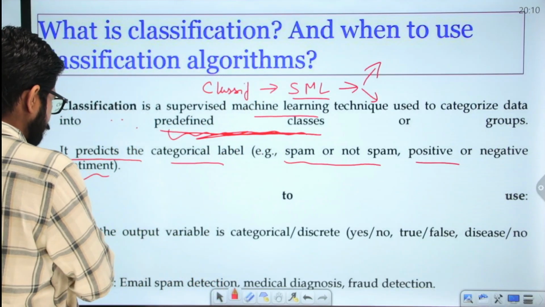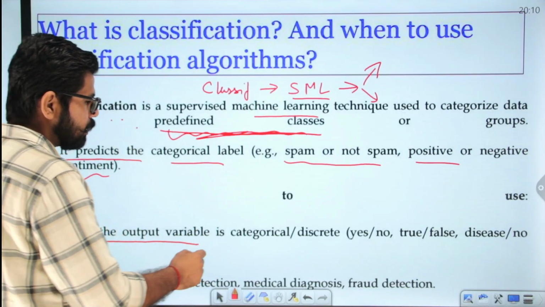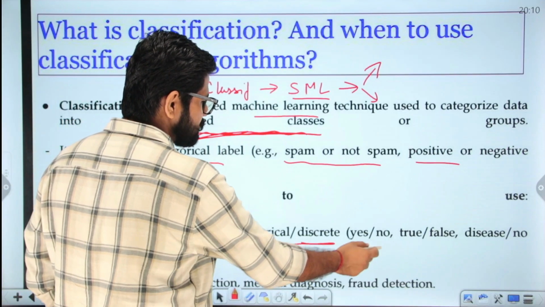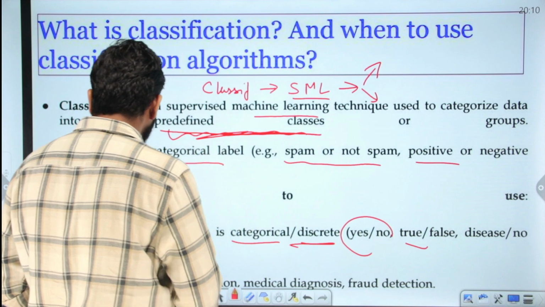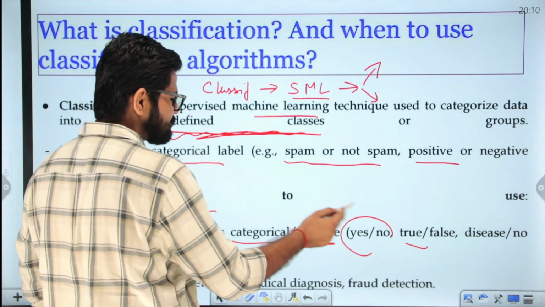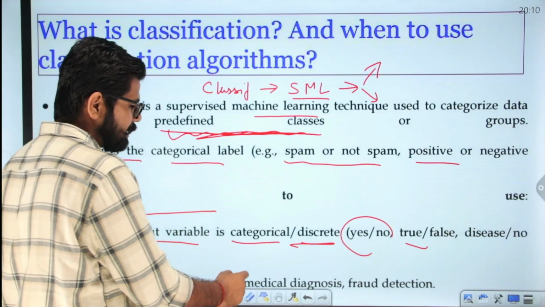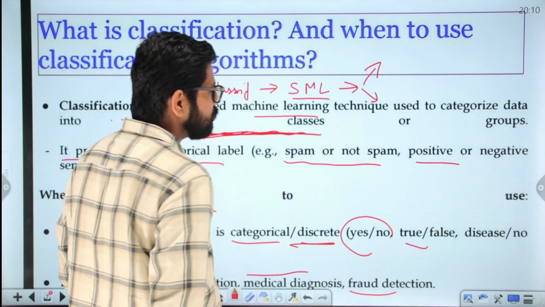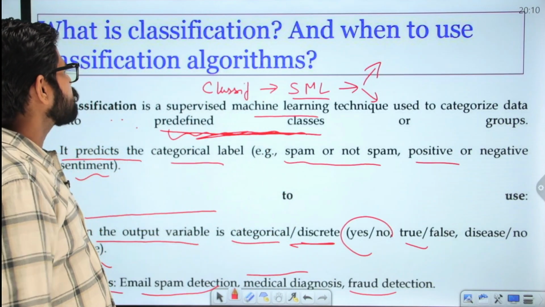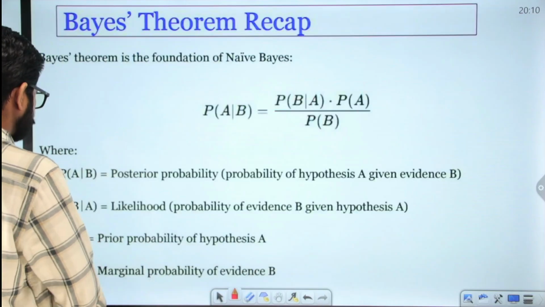So simply, when the output variable is categorical or discrete, yes or no, true or false, disease or non-disease, then we can use a classification problem. Examples: email spam detection, medical diagnosis, fault detection. All these are simple examples of classification problems.